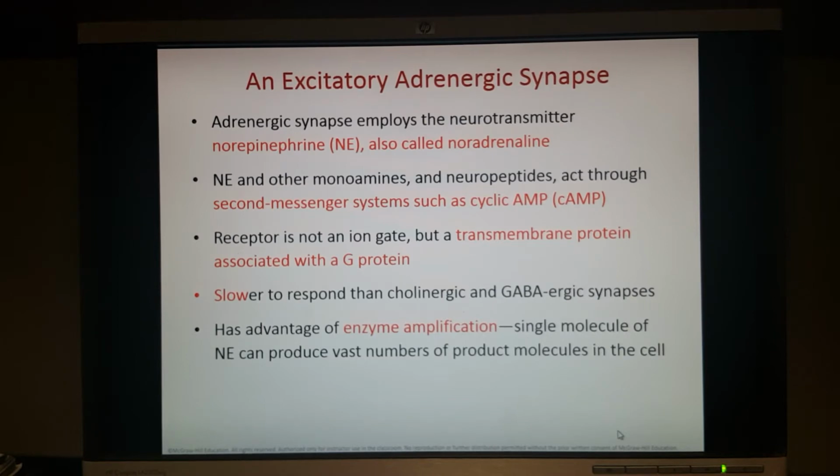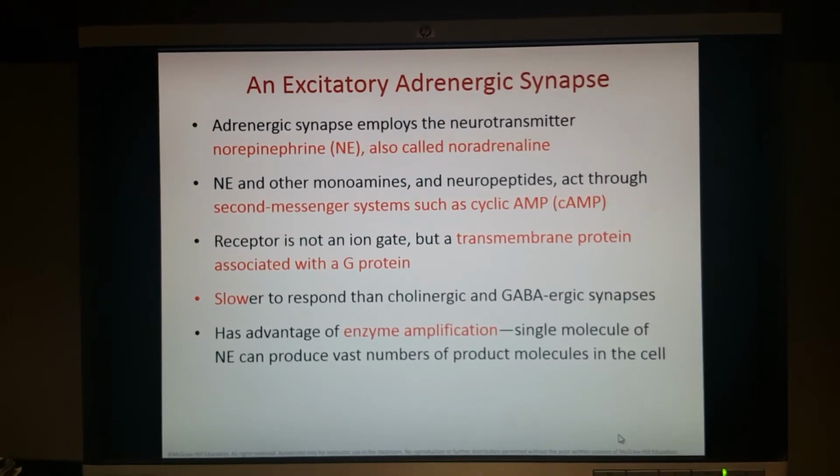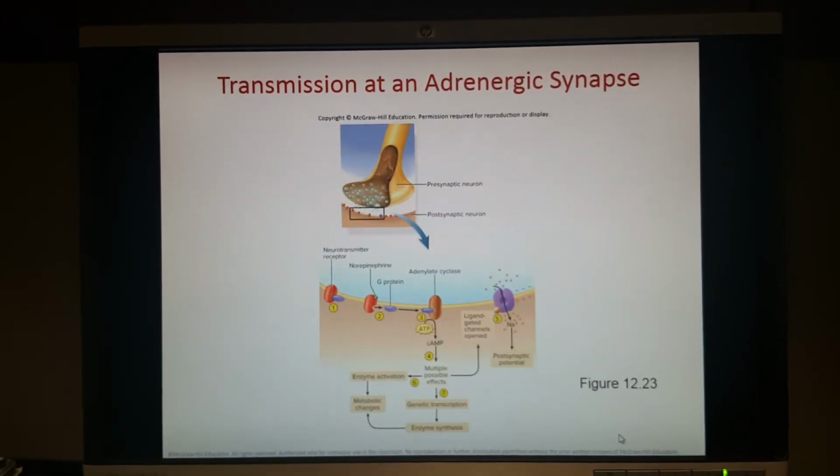Your last type of synapse is your excitatory adrenergic synapse. So your norepinephrine, also called your noradrenaline, works through second messengers. So remember our cyclic AMP from way earlier in the semester. Basically it will have a little bit slower response, so not immediate like you have with those ion channels, but it helps to amplify the effect of the simple ligands. And this one actually does have a picture, I forgot, sorry.